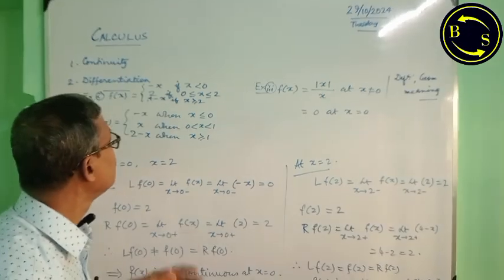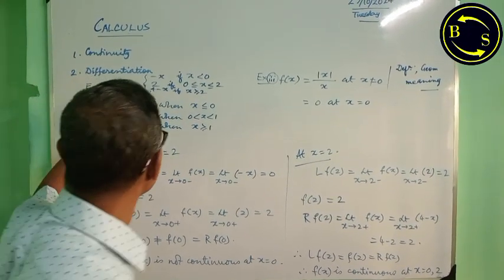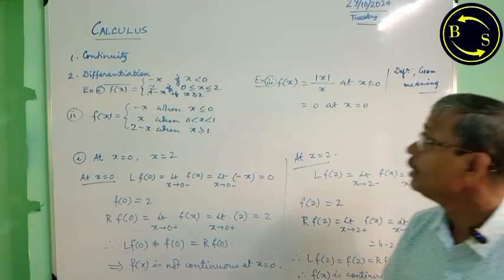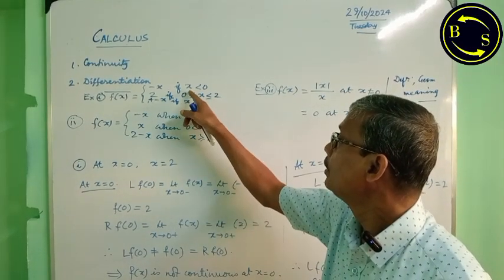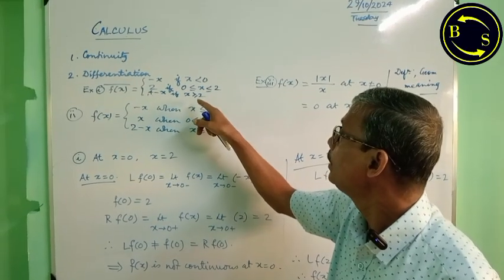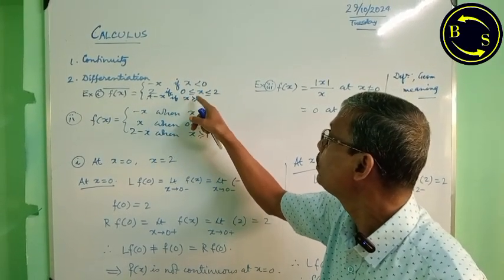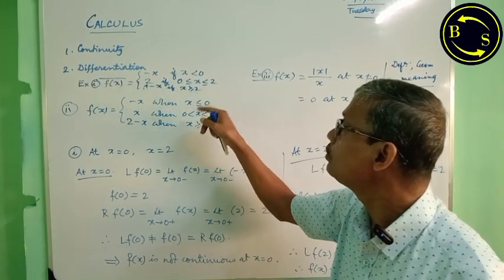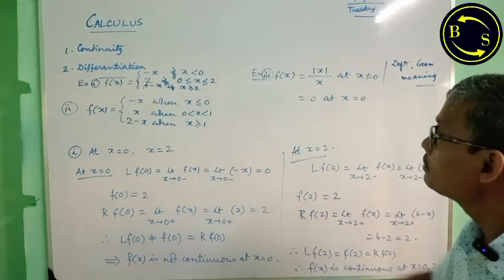Now another thing, we find that the function f(x) is a polynomial function within the interval. If we combine these three, then x is lying in between 0 and 2 as well as less than 0 and greater than 2. Everywhere f(x) is continuous as f(x) is a polynomial function.